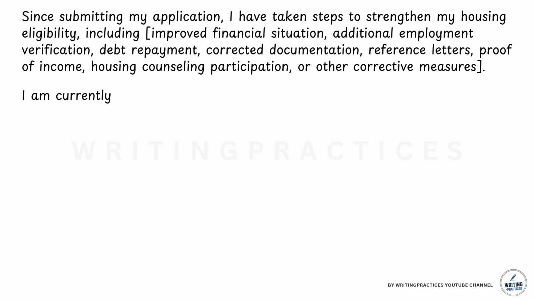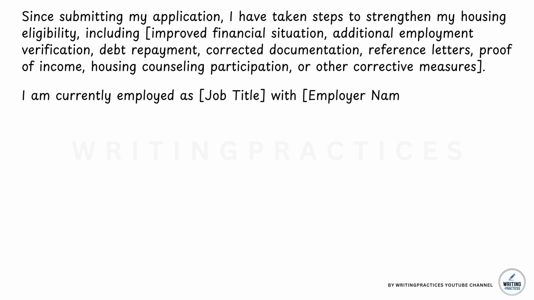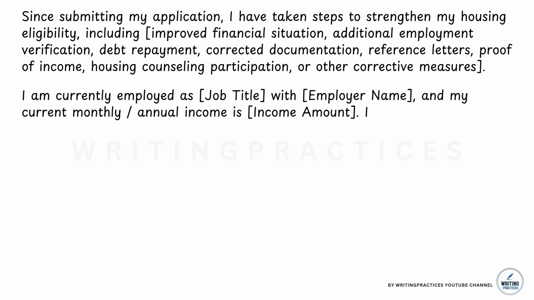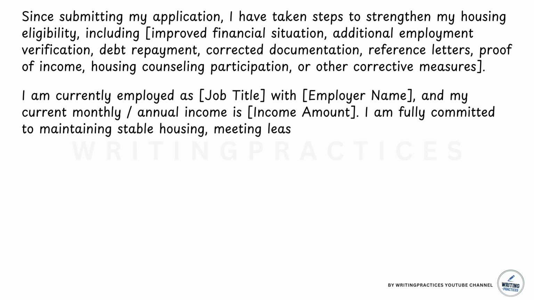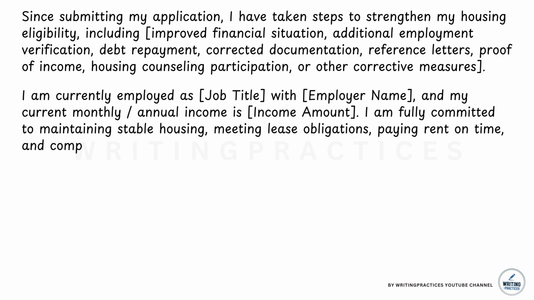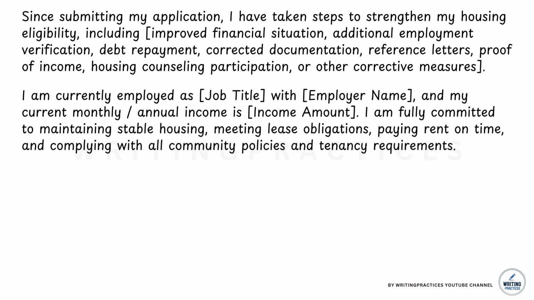Employment and income information. Here you explain your current financial stability. This section helps reassure the housing provider regarding rent obligations. For example, I am currently employed as a logistics coordinator with Sunrise Distribution, and my current monthly income is $5,400. I am fully committed to maintaining stable housing, paying rent on time, and complying with all community policies. This reinforces your reliability as an applicant. For tip, use current verifiable financial information.